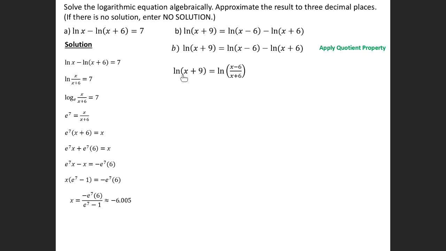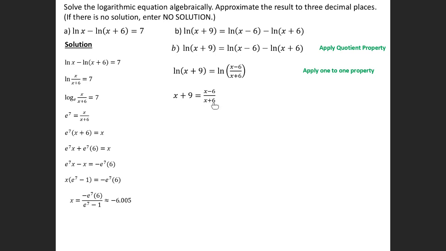And now can I use the 1-to-1 property? How do I know that I can or cannot use the 1-to-1 property? I can, and the reason is they both have the same base, right? The base is the same. Good job. So I can rewrite this as x plus 9 is equal to x minus 6 divided by x plus 6.